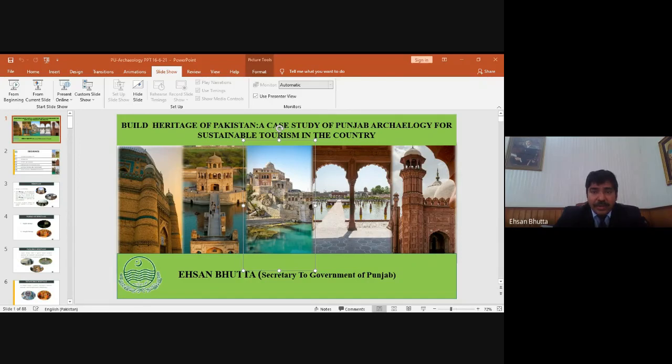Then the recent excavation, the second part of the Archaeology Directorate's work, is the excavation. Archaeological excavation in Mount Delora, that is DG Khan, and this is Nandana Fort of Al Biruni.